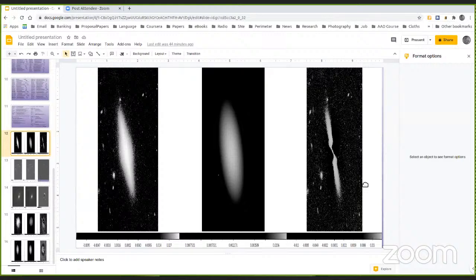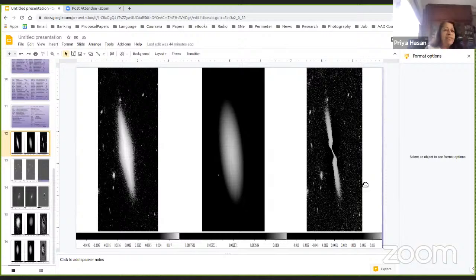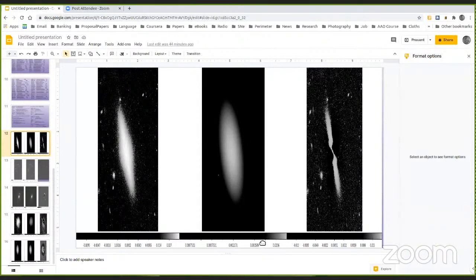So that's very interesting. What about some dust structure? Could there be an inclined dust lane or something like that? Actually, that's true as well. That could be true as well.